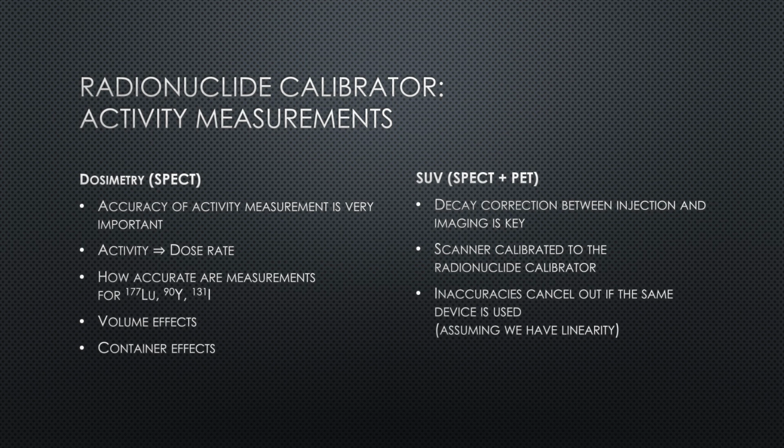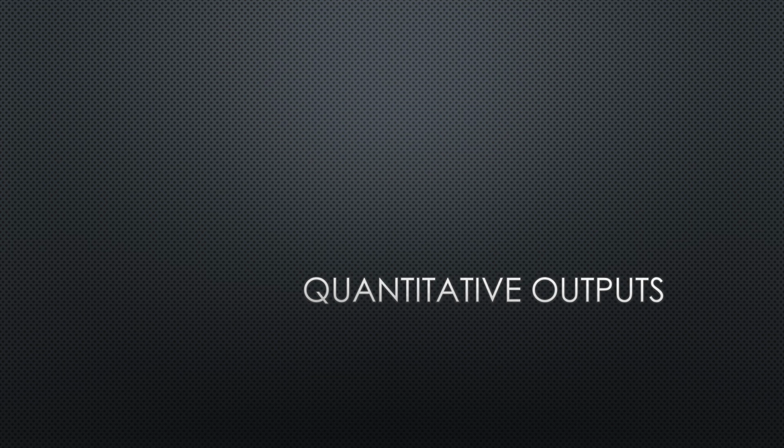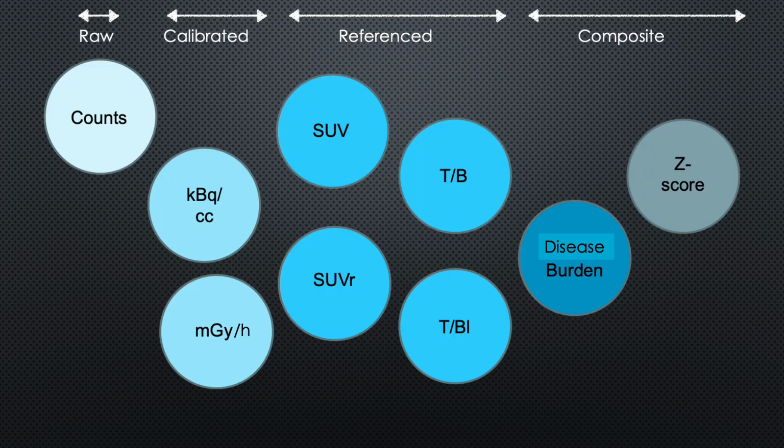In SUV, SPECT and PET, given the scan is calibrated to the radionuclide calibrator, any inaccuracy tends to cancel out. The key in this instance is the time difference between injection and imaging and the synchronization of clocks. Let's now talk about quantitative outputs from our scanner. There are lots of different types of quantification in nuclear medicine, some of which are highlighted here. We will investigate some of these in the coming minutes.